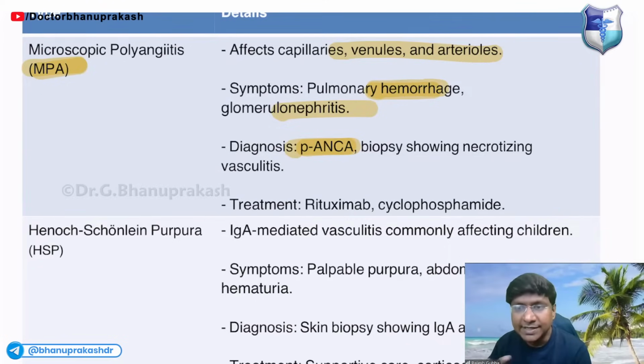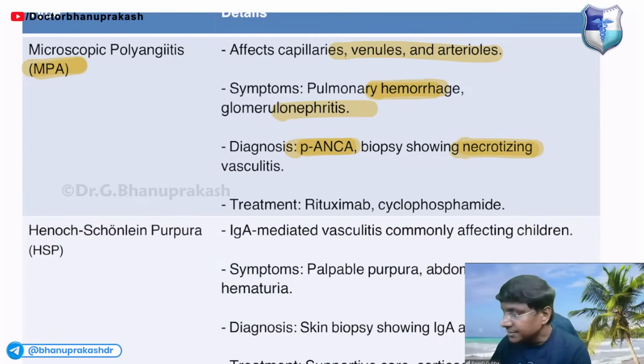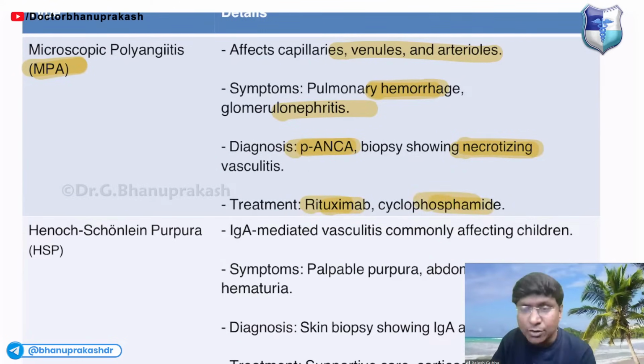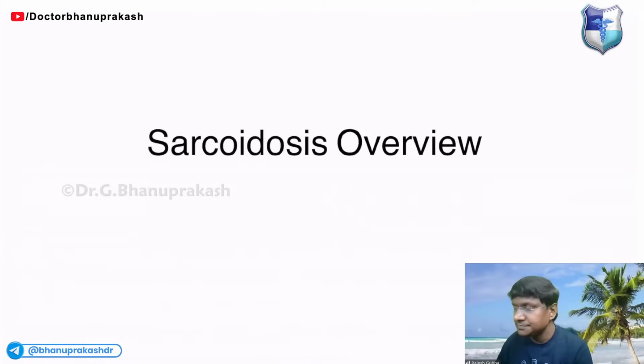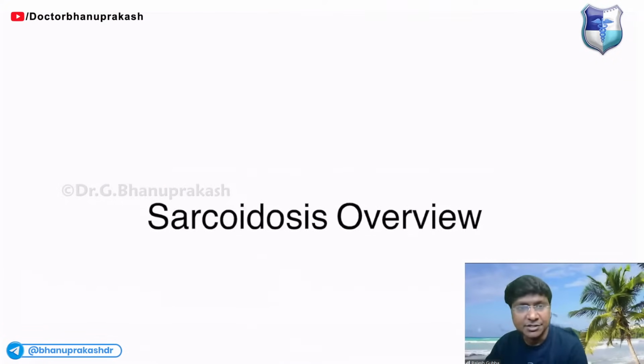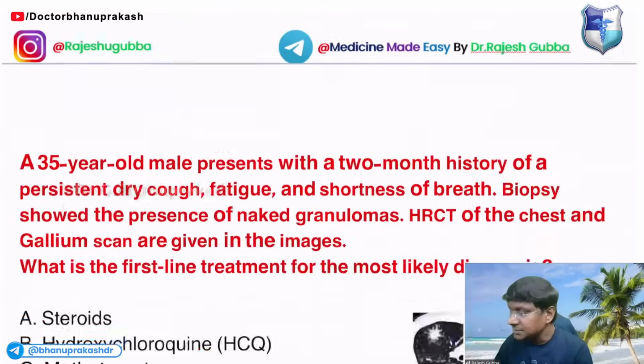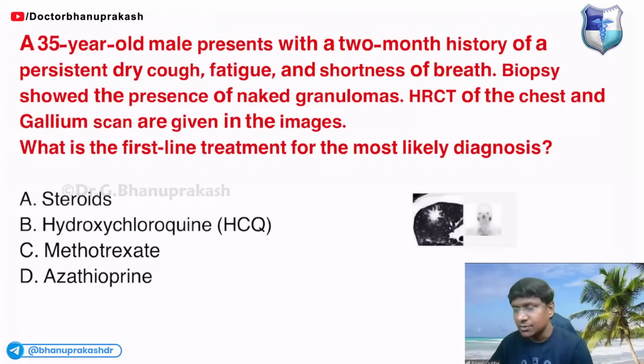How will you diagnose? Biopsy will show that there is necrotizing vasculitis. How do you treat? Rituximab as well as cyclophosphamide should be given, right? So this is about the story related to vasculitis, the entire vasculitis in a nutshell. Okay, then coming to the next topic, that is sarcoidosis.